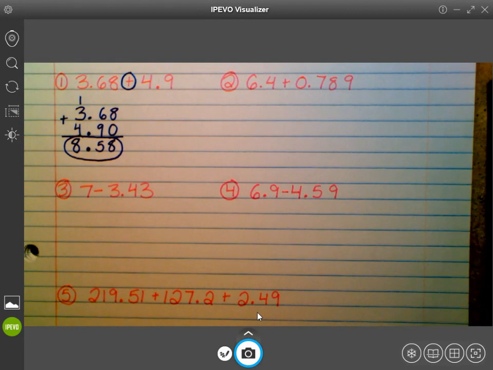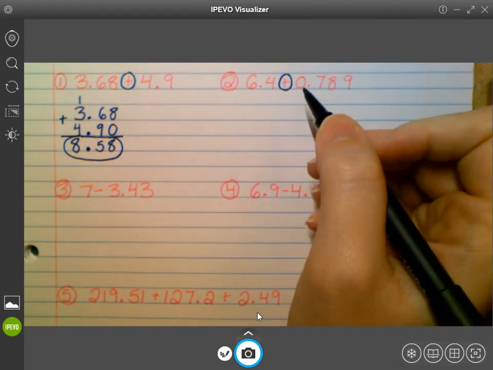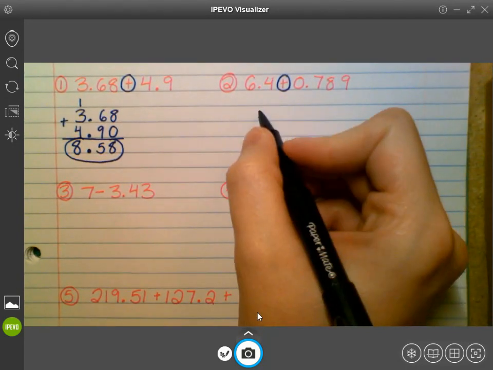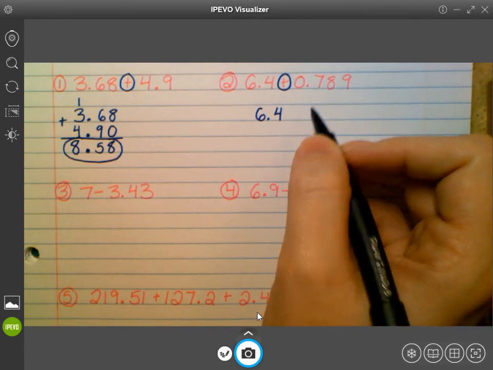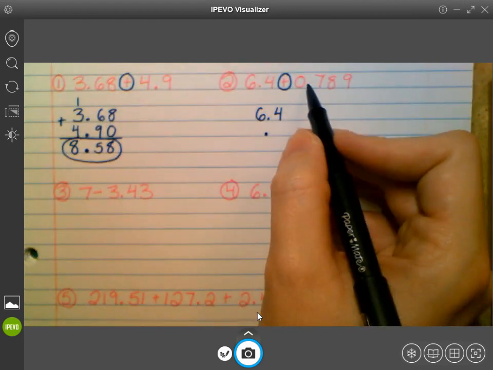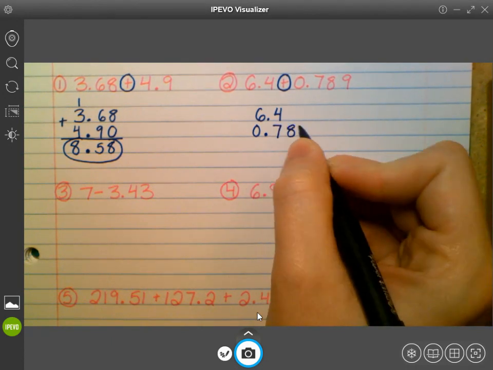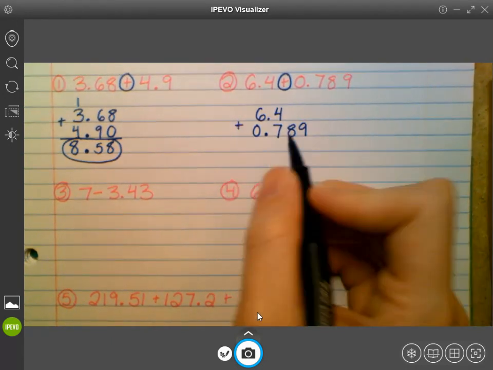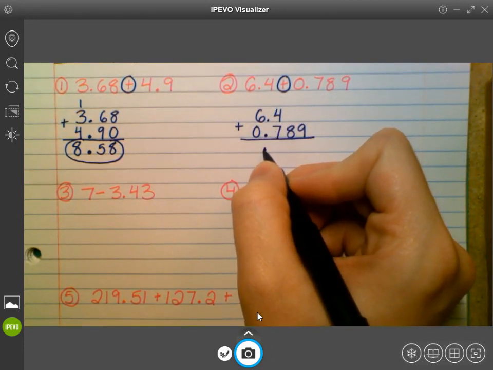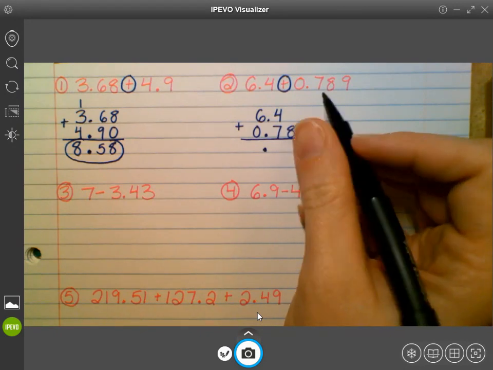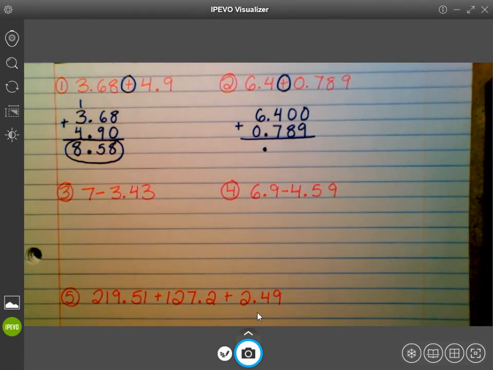All right, number 2. Same steps, and I'm adding. I'm going to circle that operation symbol. Make sure I write the addition symbol. So I'm going to write my first number, 6 and 4 tenths. Then I need to make sure my decimal lines up. So I'm going to write the decimal. Directly to the left of the decimal, I have a 0. And then to the right, I have a 7, 8, 9. And I'm going to put my addition symbol and my line across the bottom. So I've lined them up. Now I need to drop down that decimal point, straight down, and then fill in any spaces. So I'm going to put 2 zeros to the right of the 4 because there are 2 spaces. Now I'm ready to solve.